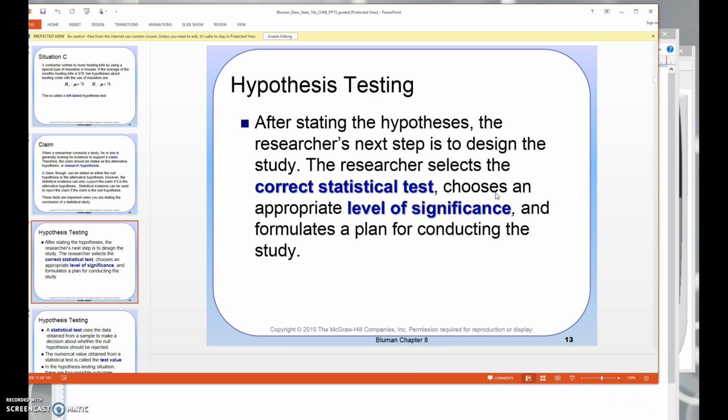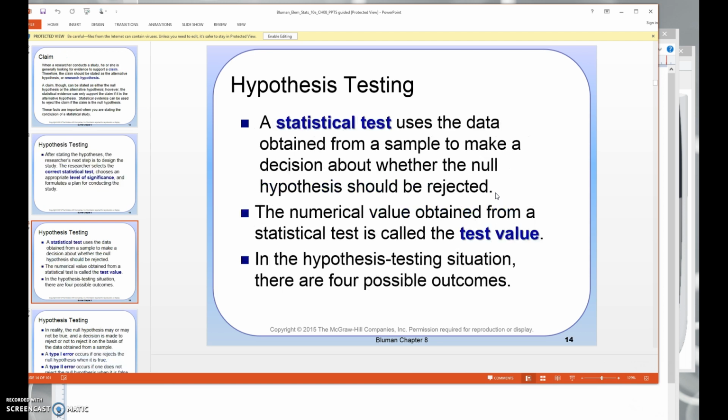After stating the hypothesis, the researcher's next step is to design the study. The researcher selects the correct statistical test, chooses an appropriate level of significance, and formulates a plan for conducting the study. The statistical test uses the data obtained from a sample to make a decision about whether the null hypothesis should be rejected. The numerical value obtained from a statistical test is called the test value.